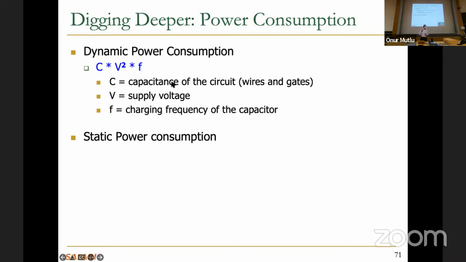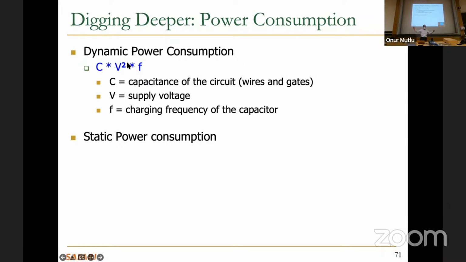So capacitance becomes higher as you have more transistors connected to the circuit, and as the transistors are bigger, for example, and also wires. Supply voltage is how big your voltage is. So 3 volts, as you can see, there's a quadratic relationship between power consumption and the voltage squared. And F is the charging frequency of the capacitor, how fast you're charging or discharging the capacitor, essentially. This is very much related to the frequency that we will see later on. So basically, it's a multiplication of these 3 factors.